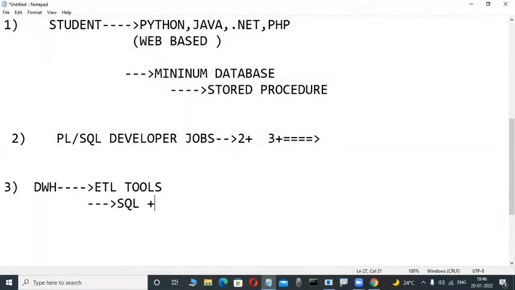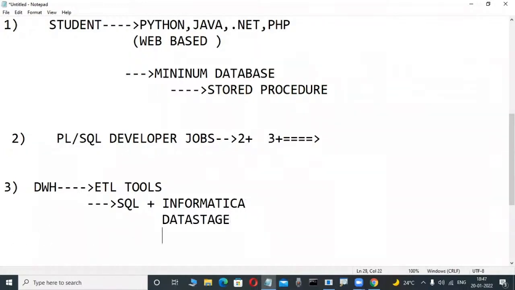Having an idea of SQL, they learn these tools in institutes also. Informatica is a very popular tool in this way. It is an ETL tool, and data stage is also a popular tool.